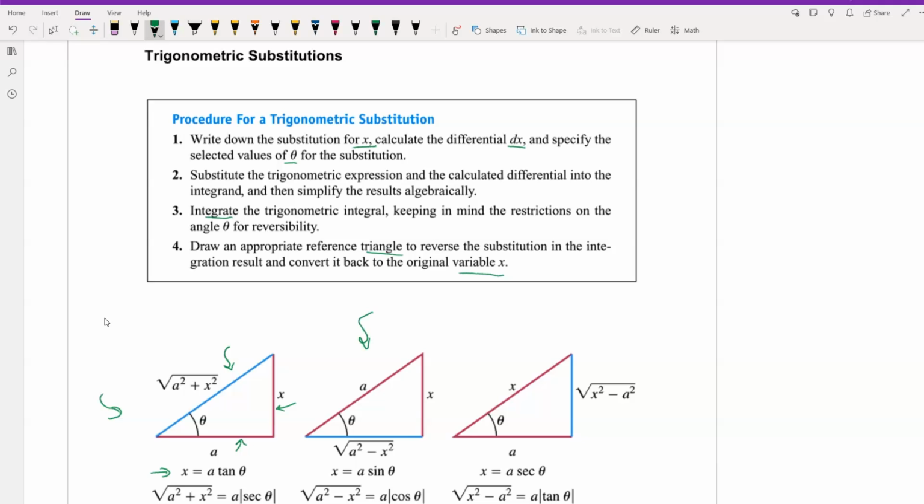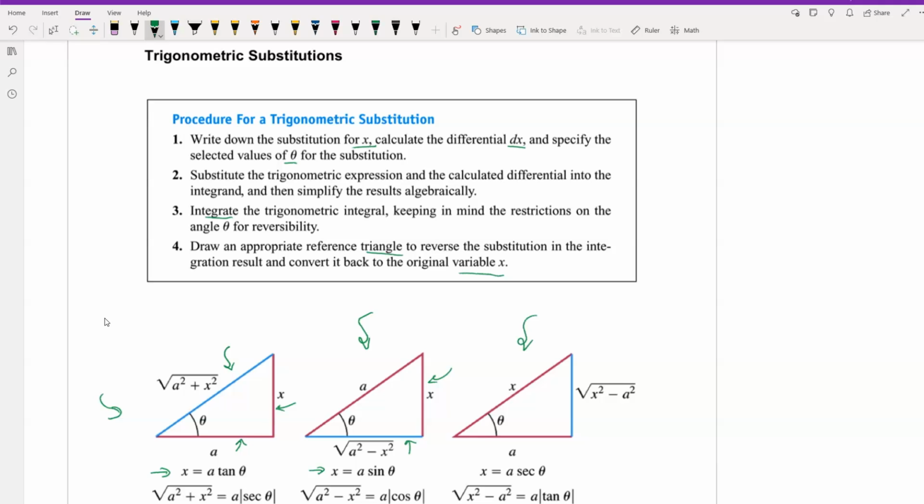Then this one that we have here: the hypotenuse is a, this side is x, and this side is the square root of a squared minus x squared. So in this case, we're going to use x equal to a times sine theta. And the square root of a squared minus x squared is equal to a times the absolute value of cosine theta.